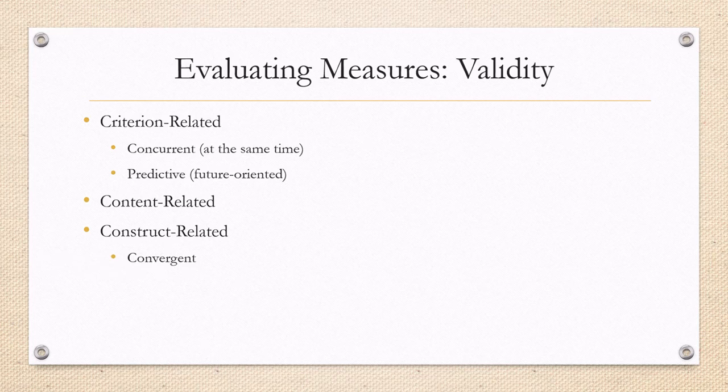So in order to assess construct validity, we use two different methods. One is convergent validity. This compares the measure to other measures of the same construct. They should be strongly related. Discriminant or divergent validity compares the measure to measures of unrelated constructs. These should not be related. So, for example, a test of physical strength should not be related to a test of leadership.